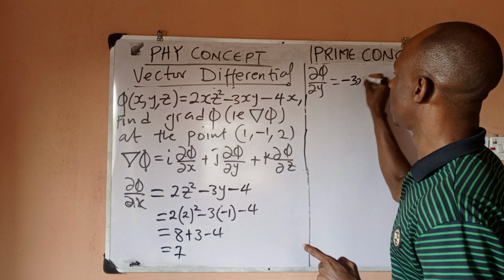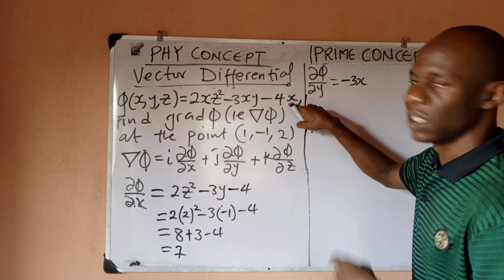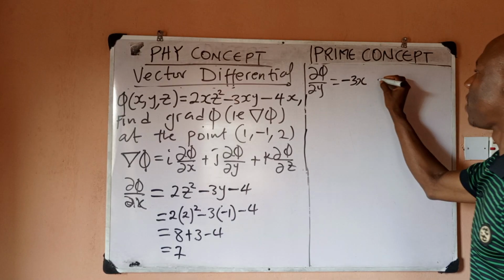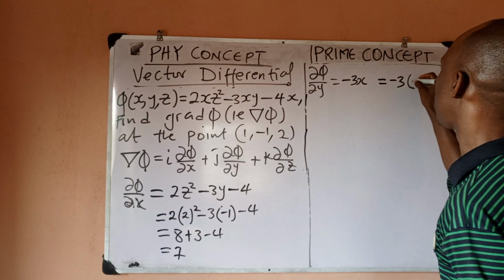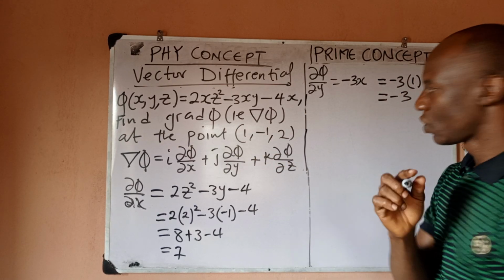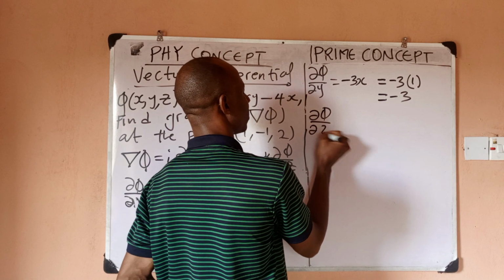I'll be left with minus 3x. So minus 3x. Then when I come here, because there is no y, when I differentiate this, it will be 0, right? Then I'm just left with this. So if I substitute, I have minus 3. Remember, x is what? 1. Minus 3 times 1. And my answer is minus 3.